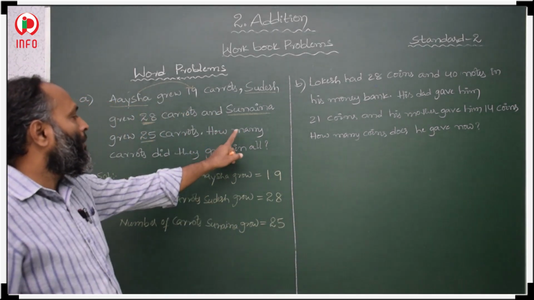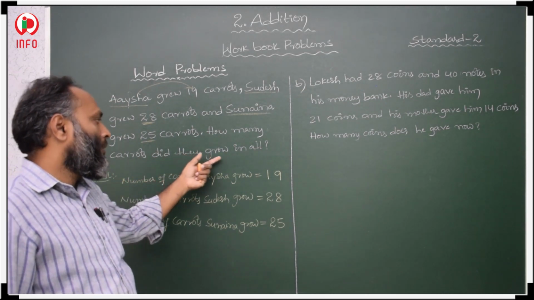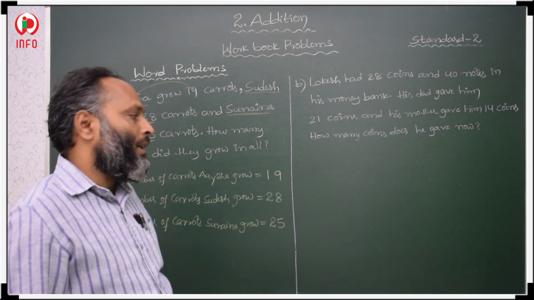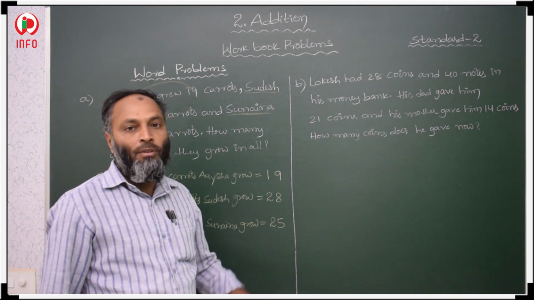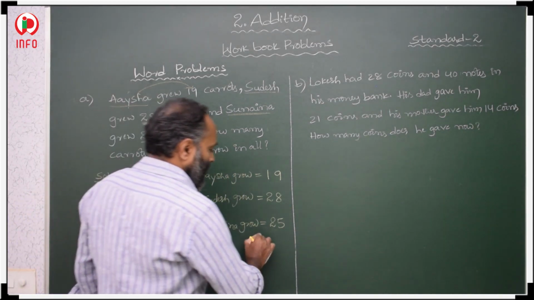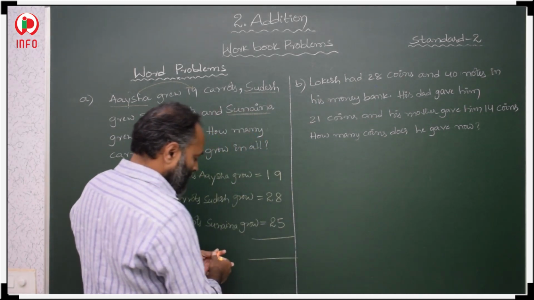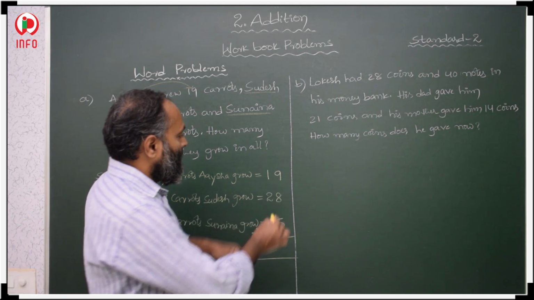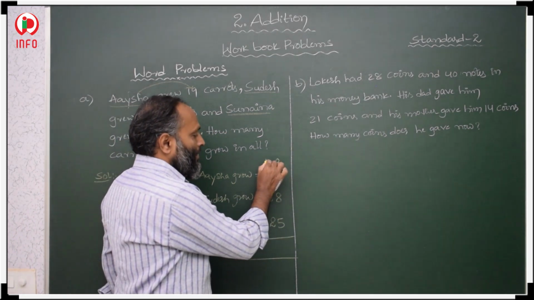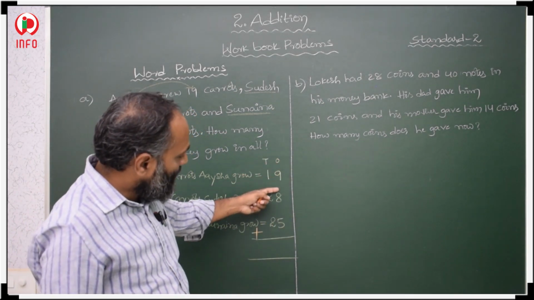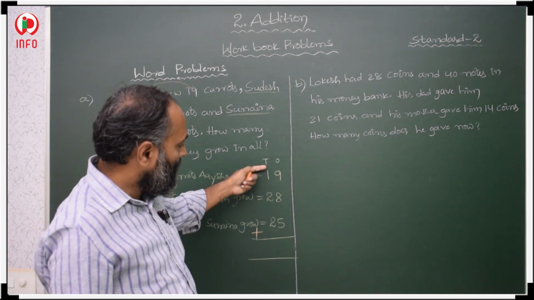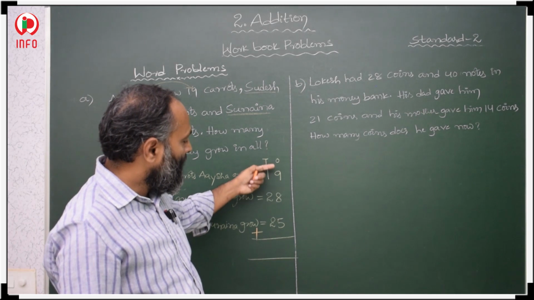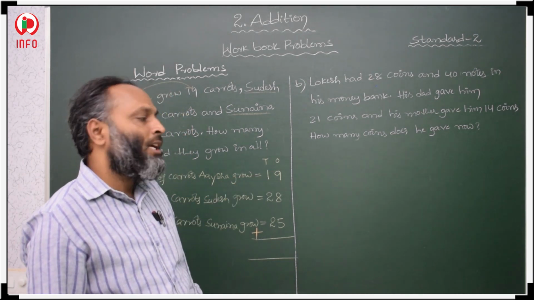Then how many carrots did they grow in all? In all. So how many carrots is it asking? In all means we have to find addition. Plus we have to find. Then this is our ones place. This is our tens place. These all are ones place values. These all are tens place values. So we have to add ones place values, and after that tens place values.